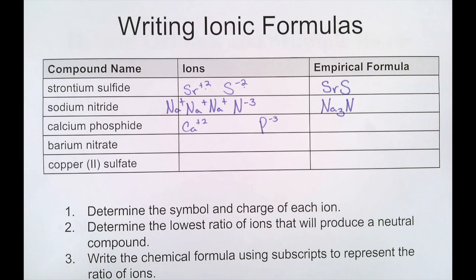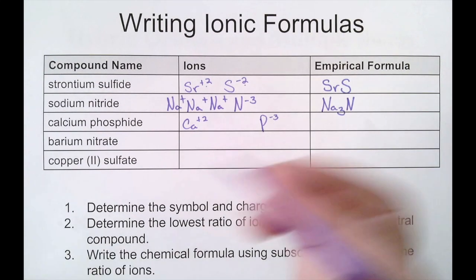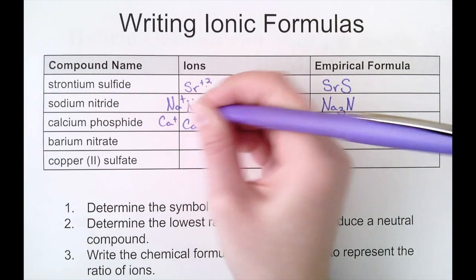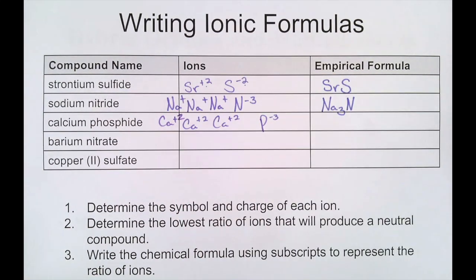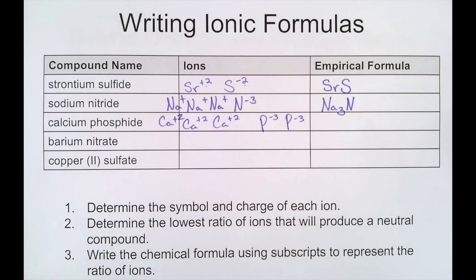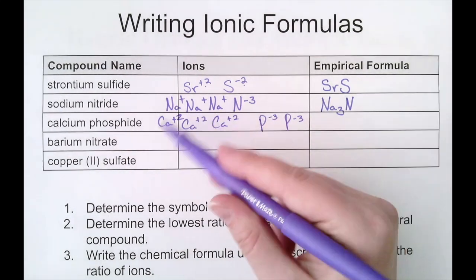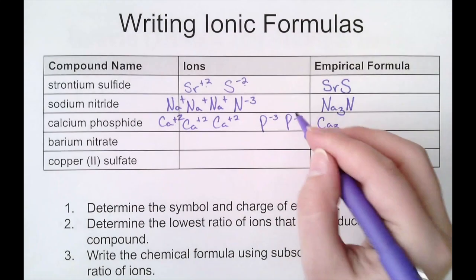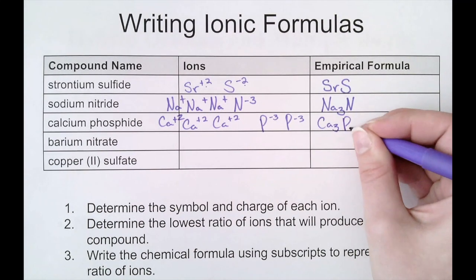Alternatively, you can ask yourself, what is the lowest common multiple between 2 and 3? Well, the answer to that is 6. So that means I need a total positive charge of +6, which would require me to have 3 calcium ions, and I need a total negative charge of -6, which would require me to have 2 phosphide ions. So now I have 3 calcium ions, so I'd make it Ca3. I have 2 phosphide ions, so I'd make it P2.